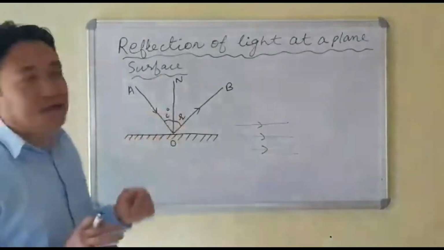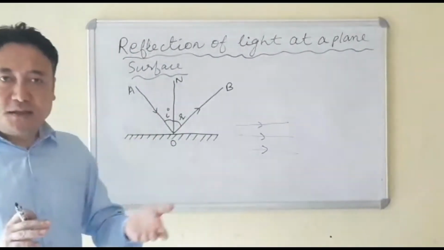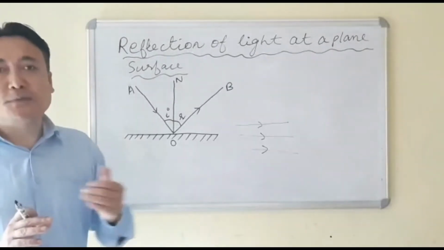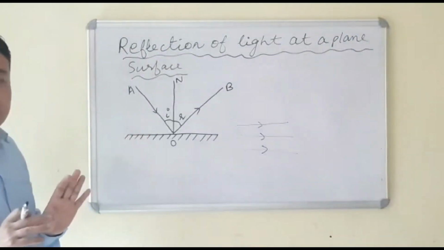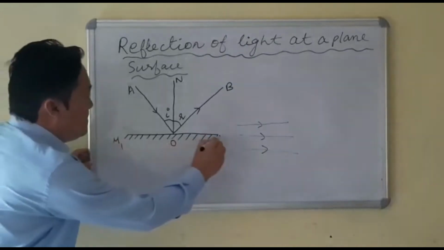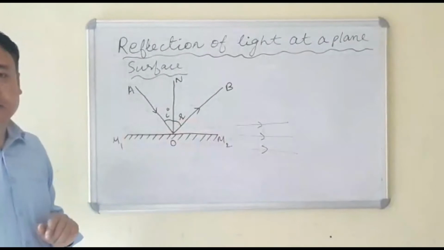Now let us come to the definition of reflection of light. As I told you, reflection is the bouncing back of light. How the bouncing back of light takes place, you follow this figure here. Let us consider this M1 and M2, I'll write it here, M1 and M2. This is the reflecting surface. Let us consider a plane mirror.